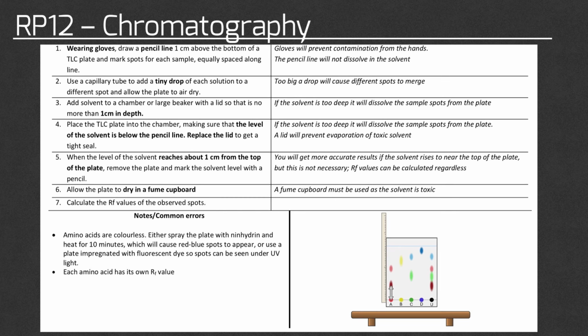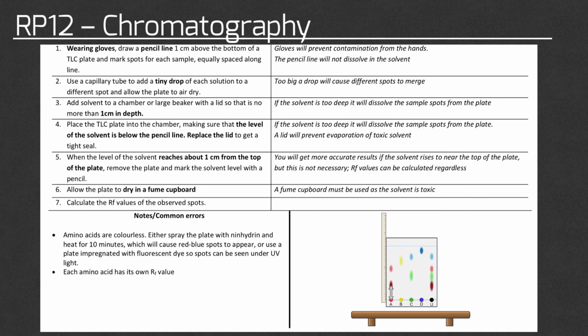You need to be aware that for this practical, the amino acids, or other chemicals you might have done chromatography on, can be colourless. This means you need to develop the spots so you can see where they are, so you can calculate the RF values. To do this, you can either spray the plate with a chemical called ninhydrin and heat it for 10 minutes, and that will cause red-blue spots to appear.